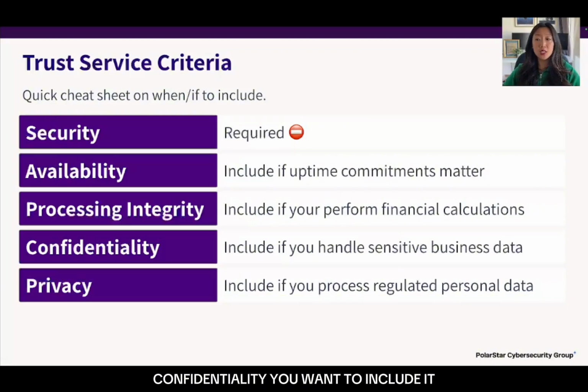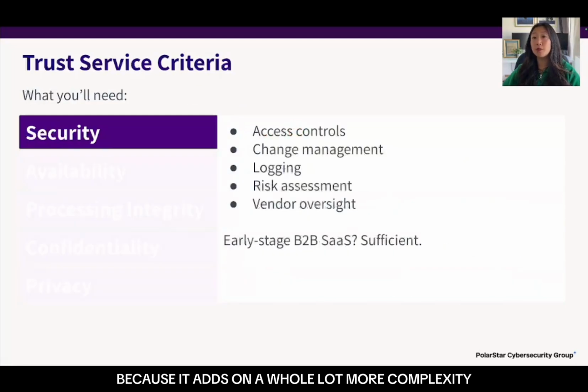Confidentiality, you want to include it if you do handle sensitive business data. This is the second most popular add-on behind availability. And then, of course, there's privacy. You want to include it if you process regulated personal data. Now, privacy, especially for first-time SOC 2 folks, I would stay away from this if possible because it adds a whole lot more complexity.